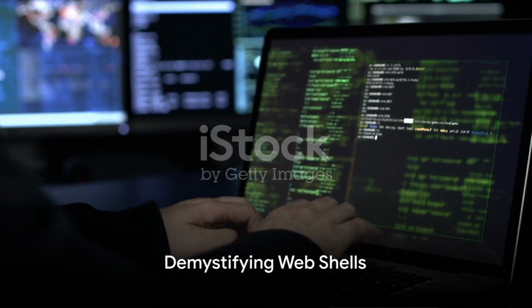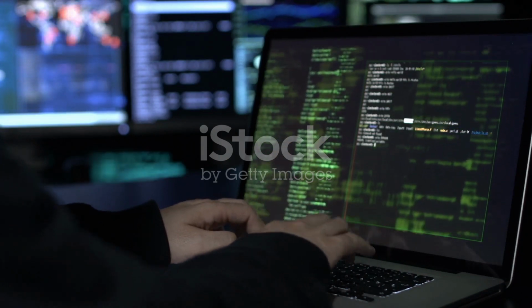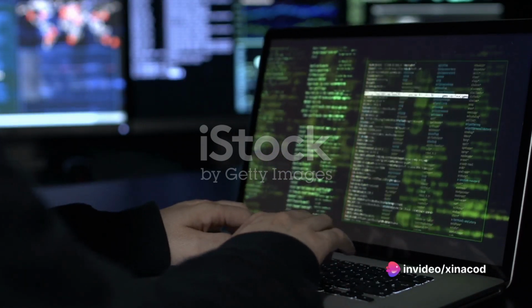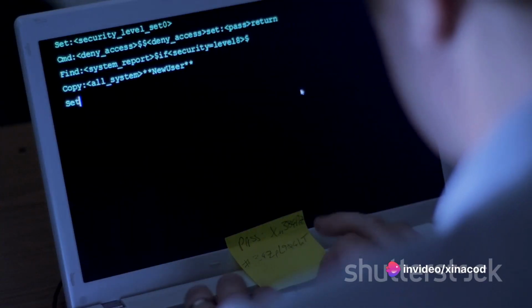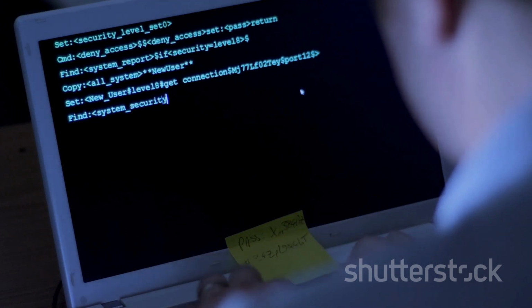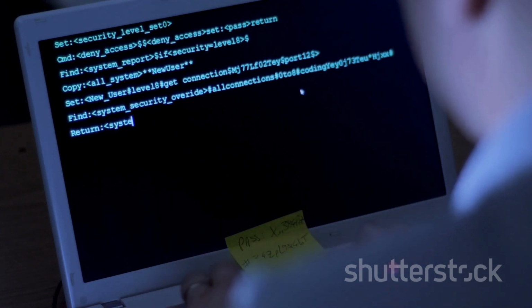Web shells, a term that sounds complex, but what does it really mean? Let's unravel this term together. A web shell is essentially a script that can be uploaded to a web server to enable remote administration of the machine. Think of it as a backdoor into a system that allows an attacker to interact with it, almost as if they were sitting right at the computer themselves.